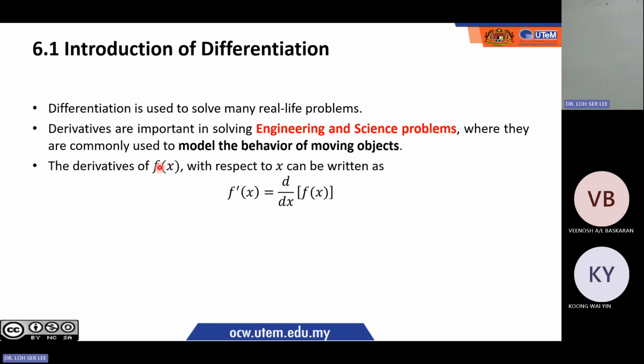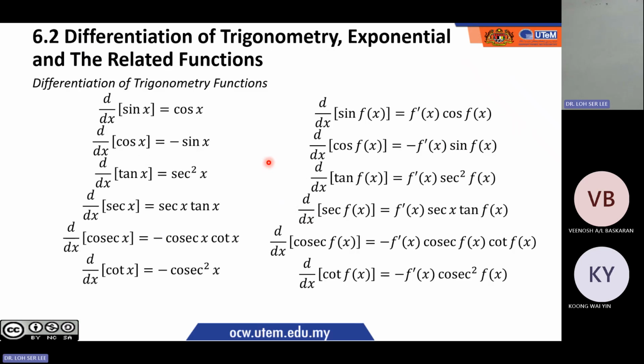The derivative of f(x) we can write either in this form, f prime of x, or in this form, d over dx. This means we differentiate this function with respect to x. When you see d over dx, that means we want to differentiate this function with respect to this variable.